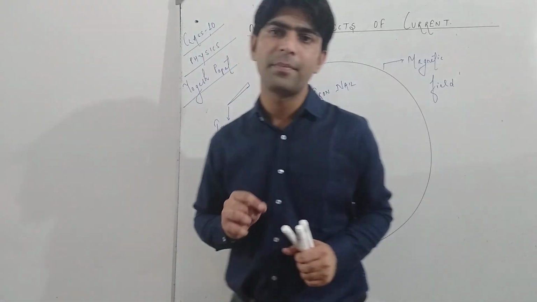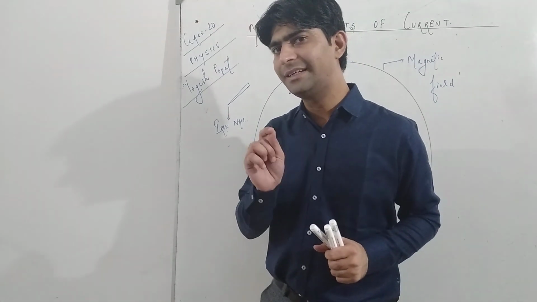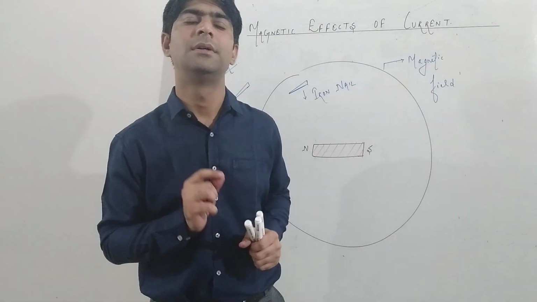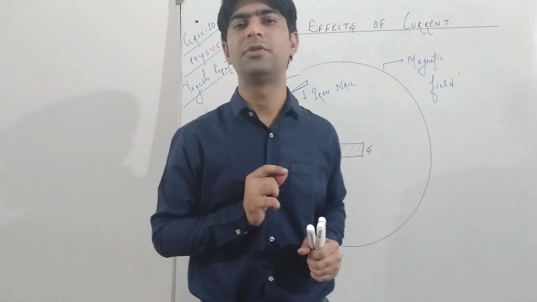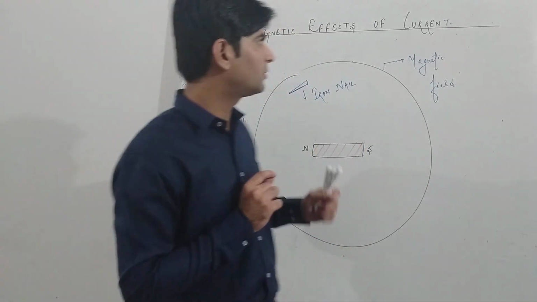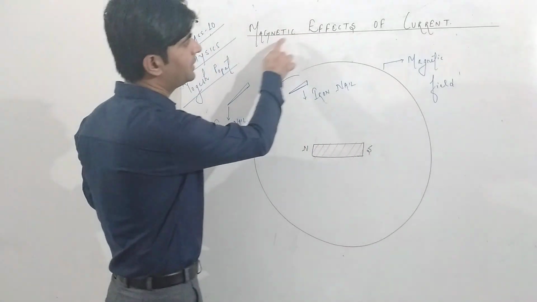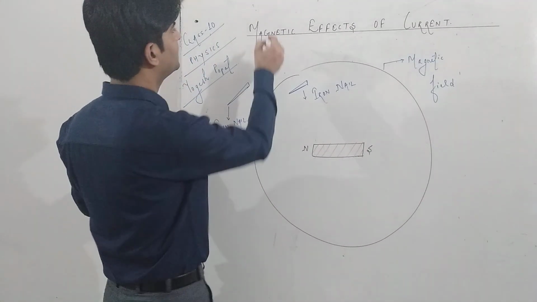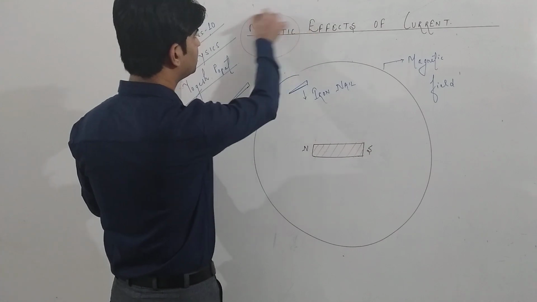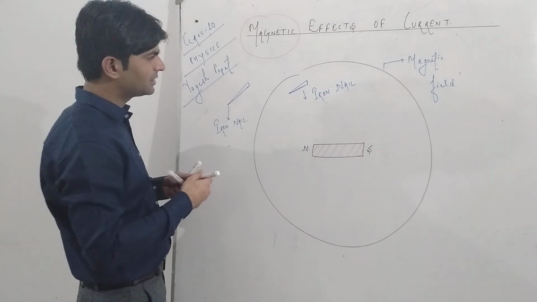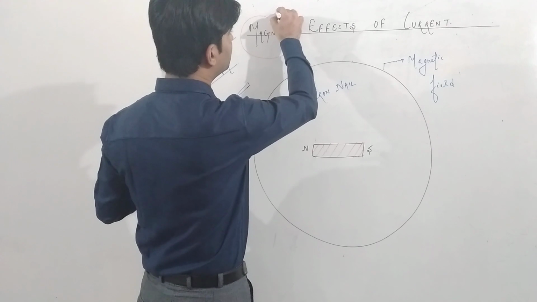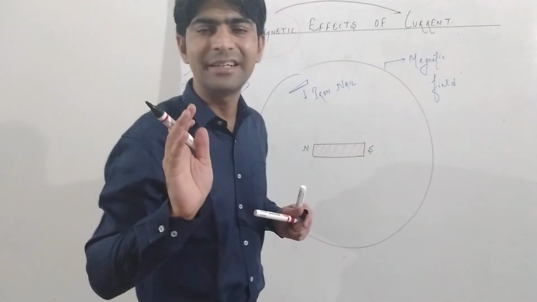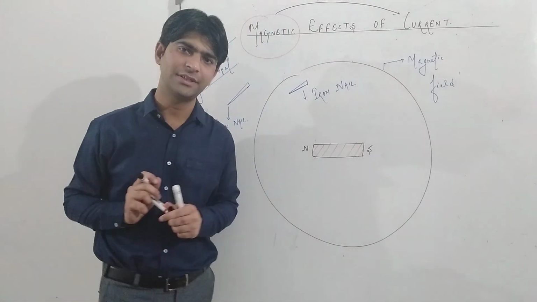Now my dear friends, electricity and magnetism are interrelated phenomena. These two phenomena, magnetism and electricity, are the base of physics, you can say. If we talk about this chapter, the chapter name is magnetic effects of current. That means this chapter is related to magnetism, and I think this magnetism is going to be induced or provided by the flow of electric current. Electric current is the rate of flow of charge.